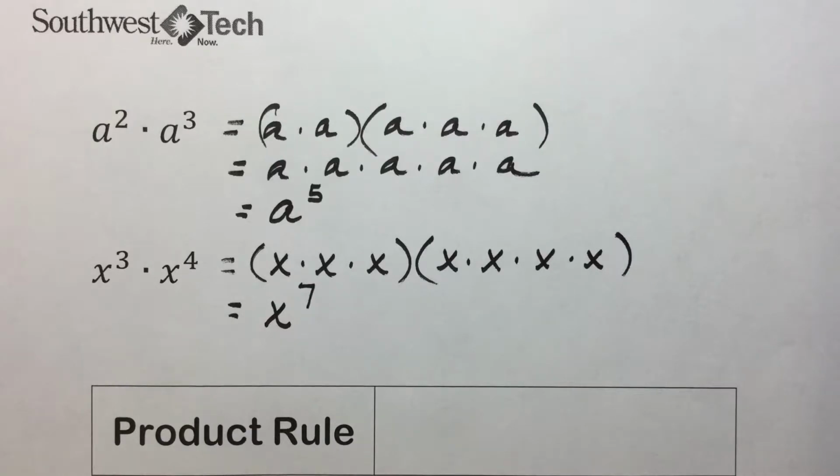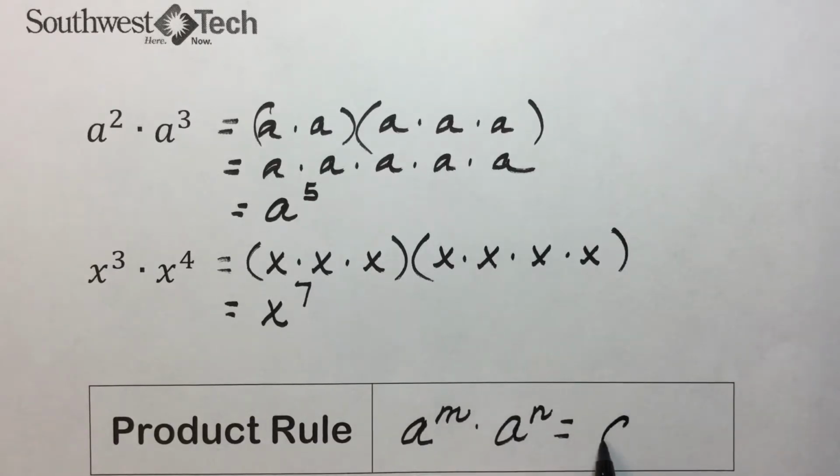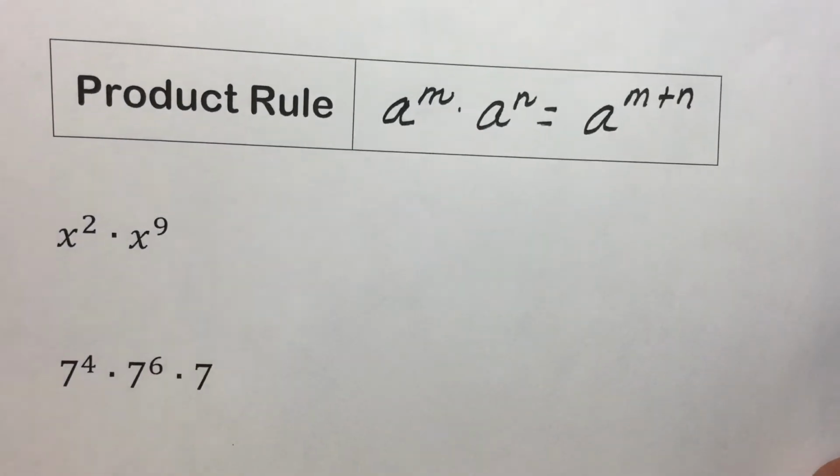This leads us to a rule, which is referred to as the product rule. And it states that for any number a and any positive integers m and n, when you have an expression a to the m times a to the n, it is equal to a to the m plus n power. Let's put it to work.